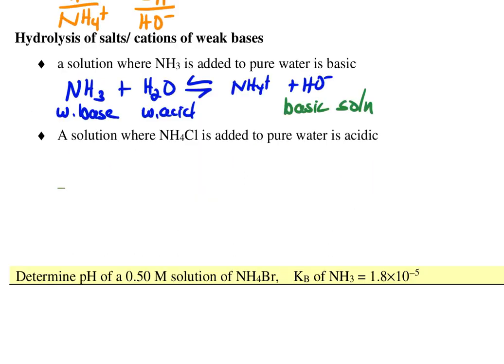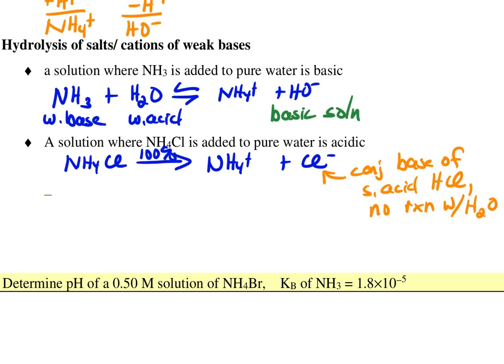The salt ammonium chloride added to water is going to produce an acidic solution. First, we predict the ions that are going to be present in solution when this salt dissolves and dissociates. So we get the ammonium ion and a chloride ion. We note that the chloride ion, as a conjugate base of a strong acid, is not going to react with water. It's only conjugates of weak acids and conjugates of weak bases that will react with water.